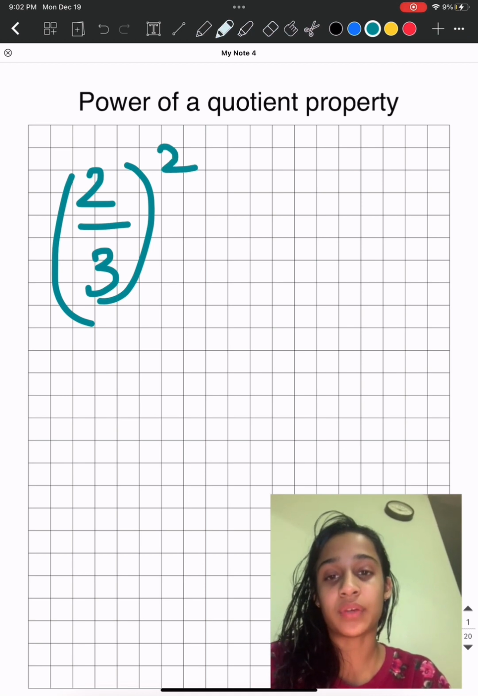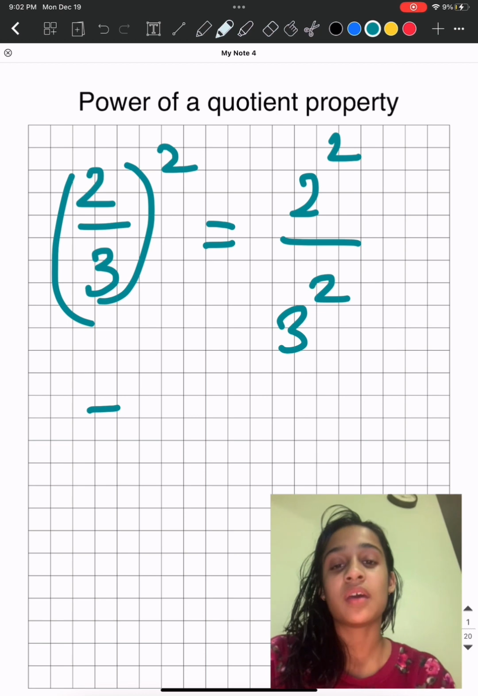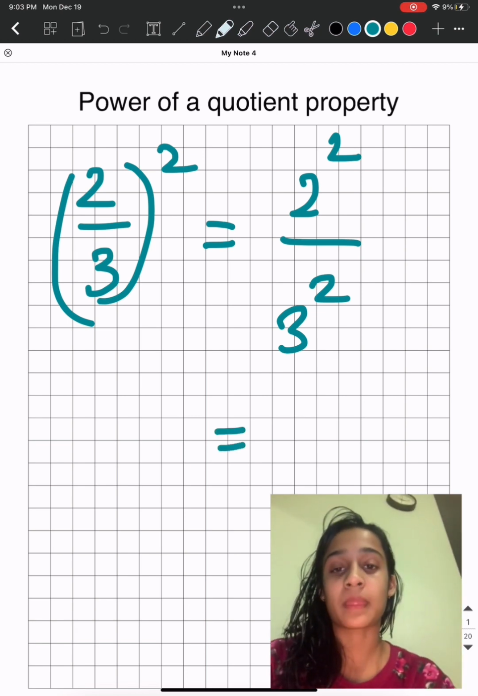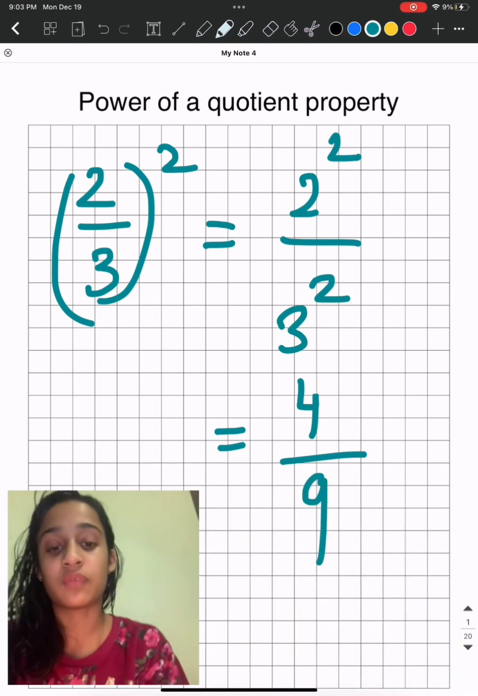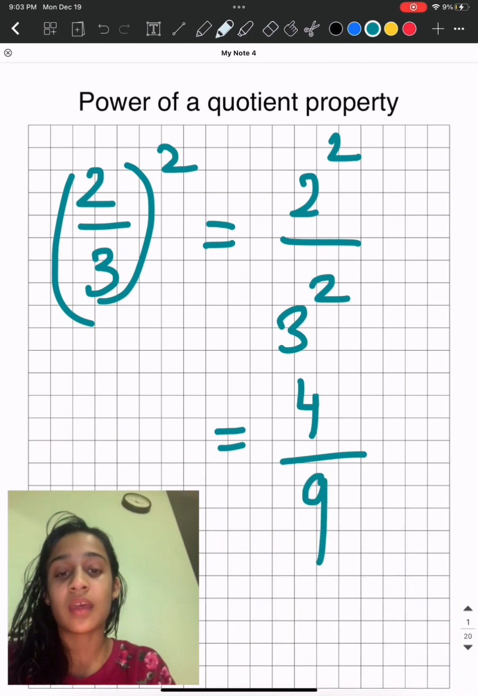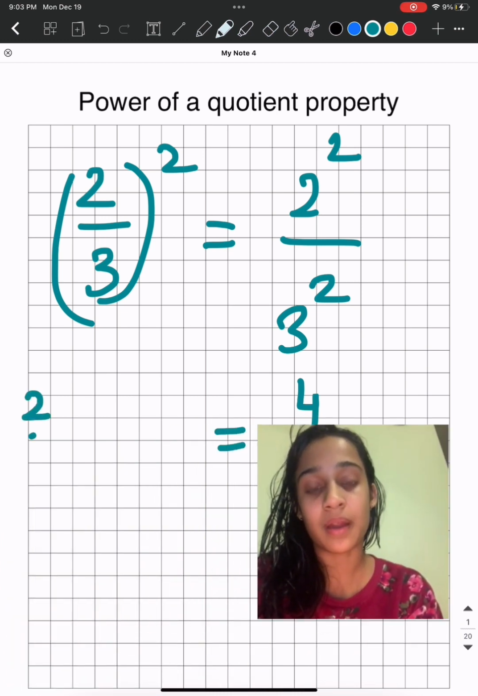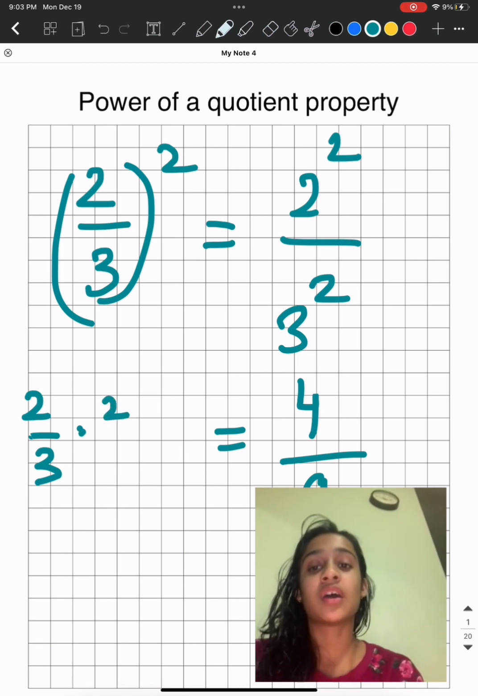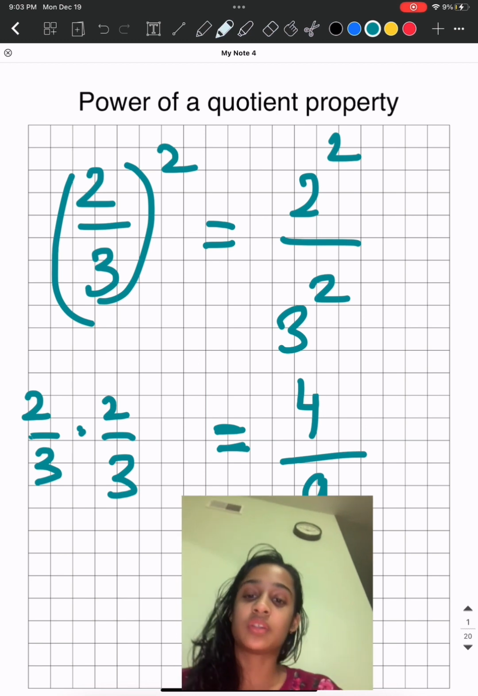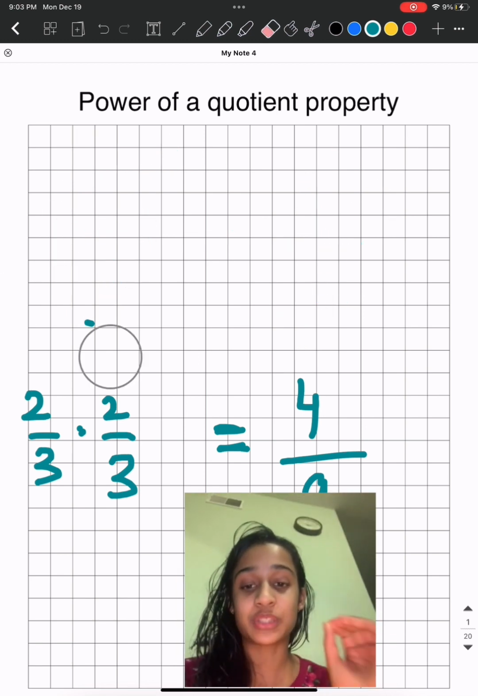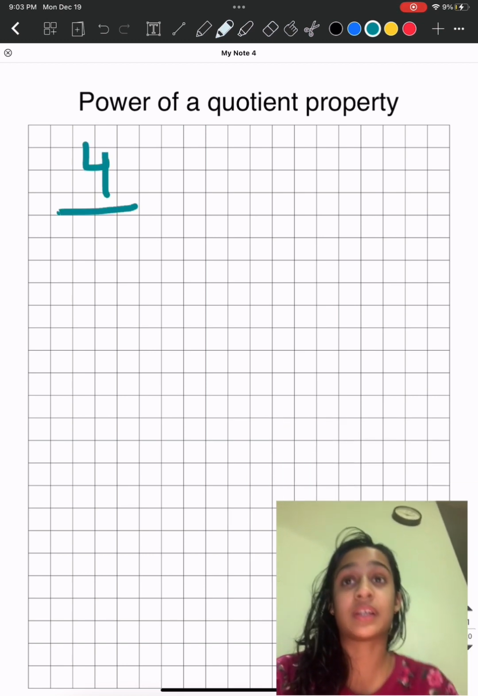So I am going to take the example of 2 over 3 in brackets to the power of 2. Now I'm going to put each part to the power. So 2 to the power of 2 over 3 to the power of 2 is equal to 4 over 9, because 3 to the power of 2 is 9 and 2 to the power of 2 is 4. Now to recheck my answer, 2 over 3 to the power of 2 is the same thing as multiplying 2 over 3 by itself. So 2 over 3 times 2 over 3 is equal to 4 over 9. This is how we know our answer is correct.